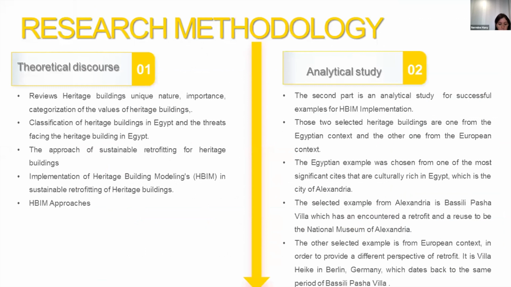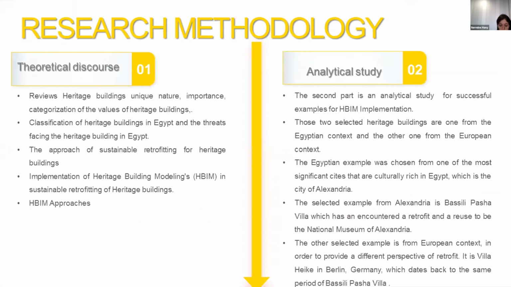The research consists of two parts. The first part presents a theoretical discourse that starts with defining the problem and presenting a review and relevant practices about heritage buildings, heritage building information modeling, and sustainable retrofitting. While the second part is an analytical study of successful examples of heritage building information modeling implementation. The two selected heritage buildings are one from the Egyptian context and the other one from the European context.